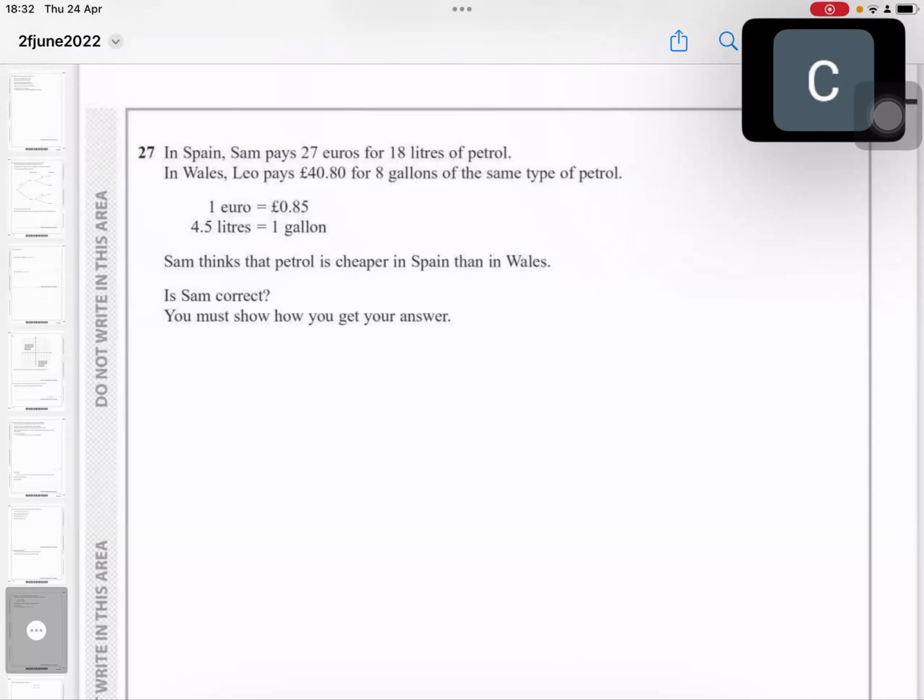Okay, so Sam thinks that petrol is cheaper in Spain than in Wales. This is a tricky question. It says, is Sam correct? You must show how you get your answer. Okay, so what do you think about this question? How do you think we should go about it?